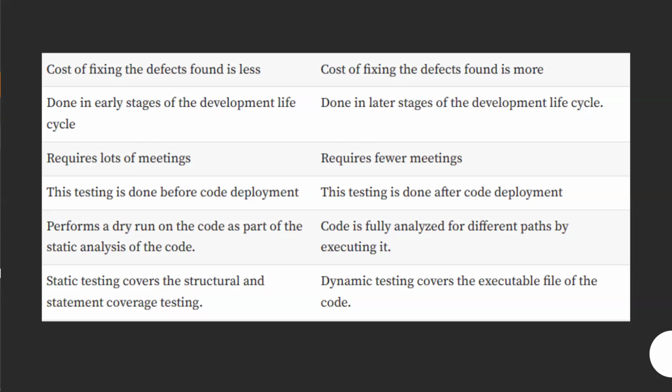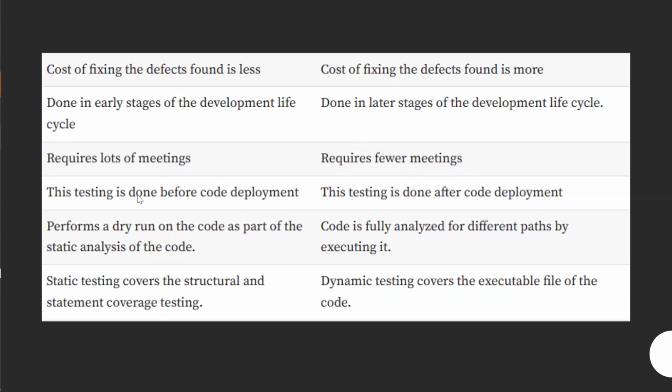So you have a lot of meetings to understand, and then meetings with the product owners and the business analysts, because everyone is trying to understand the needs of the product owner. While dynamic testing requires fewer meetings, it might just be you or the two testers if you have two or more testers in the team. Static testing is done before code deployment. Before any code is actually deployed, this testing is done. Like I said, it has to do with documentation review. Dynamic testing is done after code deployment, because you're now executing the code.